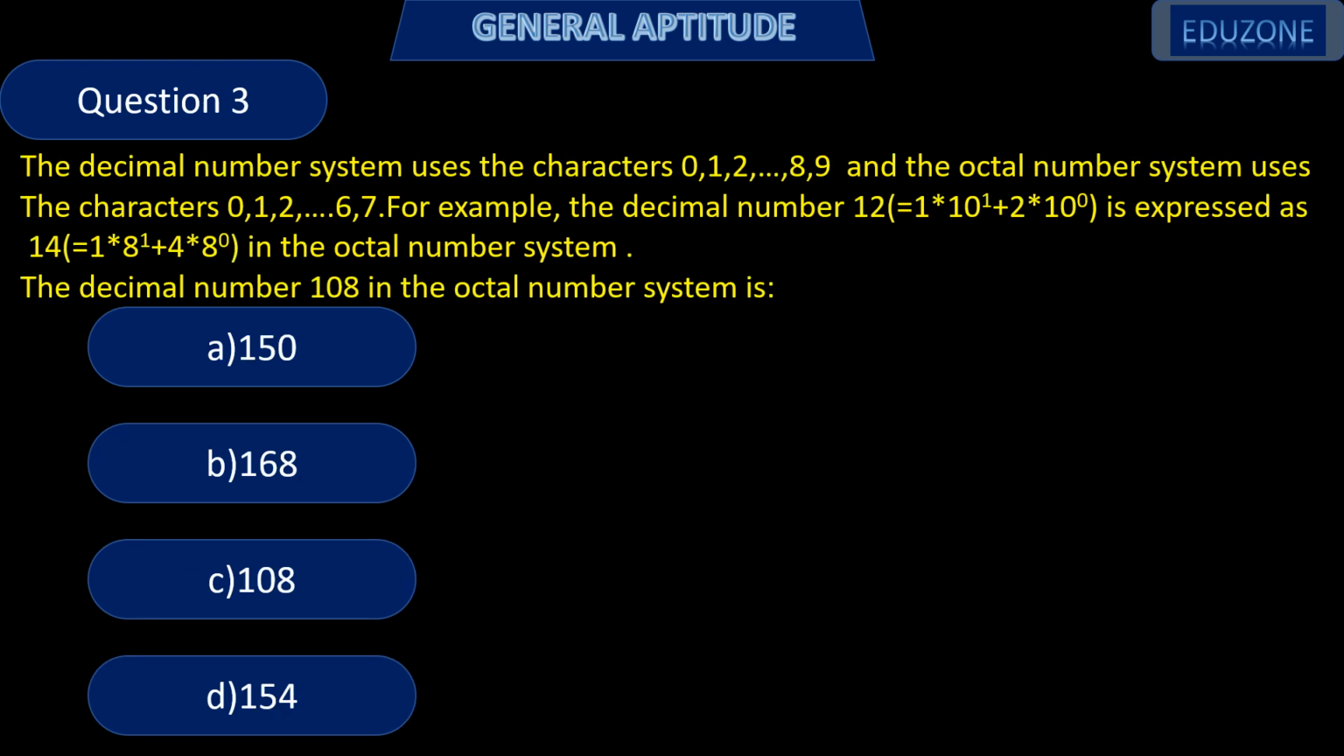Next question. The decimal number system uses the characters 0, 1, 2, etc. up to 9, and the octal number system uses the characters 0, 1, 2, etc. up to 7. For example, the decimal number 12 is expressed as 14 in octal number system. Then the decimal number 108 in the octal number system is, that is, it is given that the decimal number 12 is expressed as 14 in octal number system.